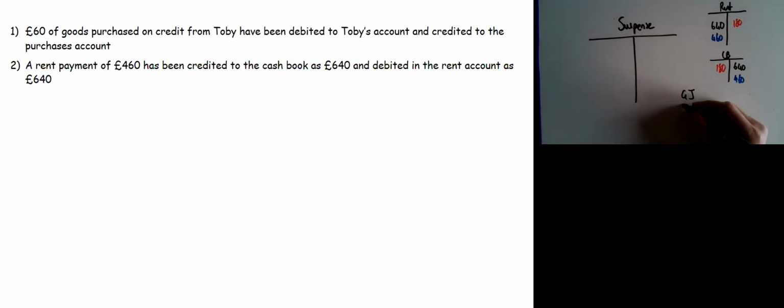So my debit is cash book and my credit's rent.